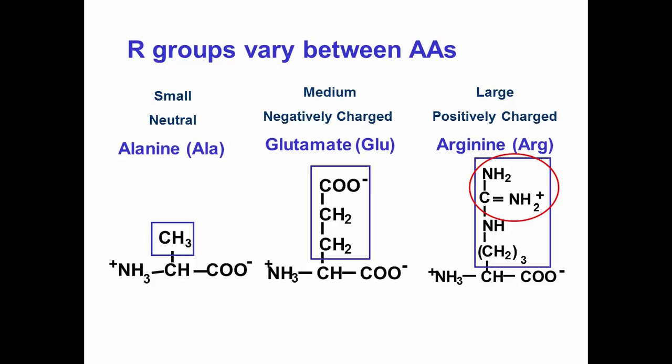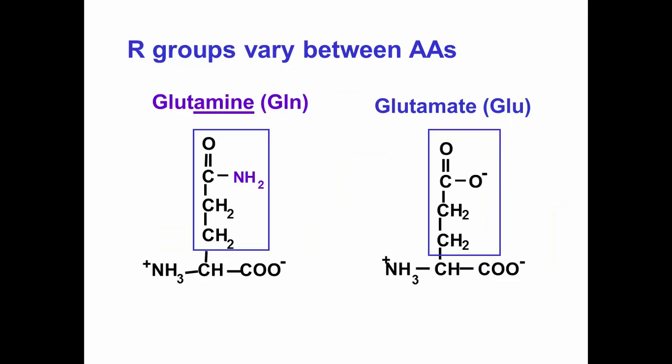Incidentally, what is that compound? Anybody know what that compound is, where you've got two amino groups joined by a carbon? Yeah? Urea. Eureka. Sorry. Right, so arginine, when we talk about the urea cycle, the last step of the urea cycle is cleaving urea off of arginine, actually. So that's another little tidbit that we'll think about.